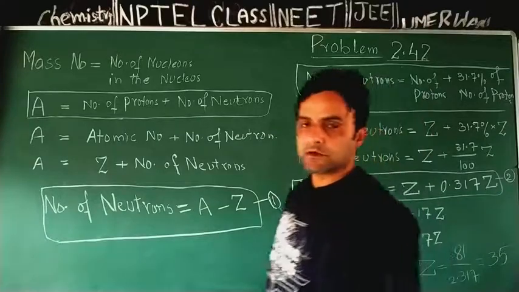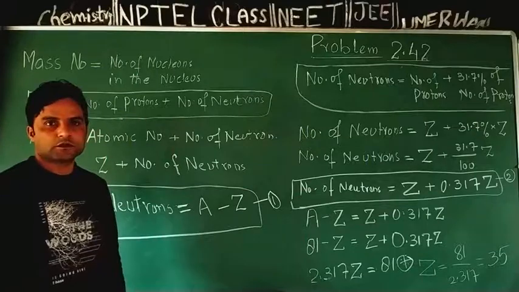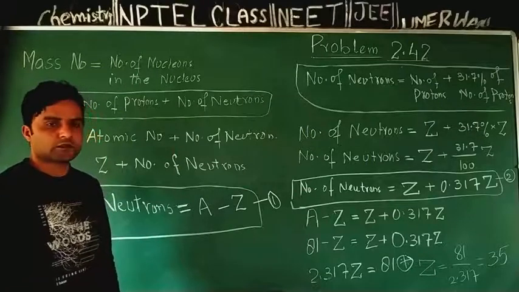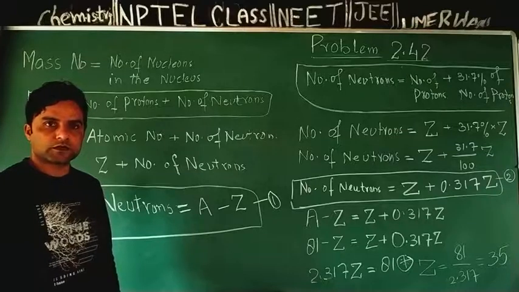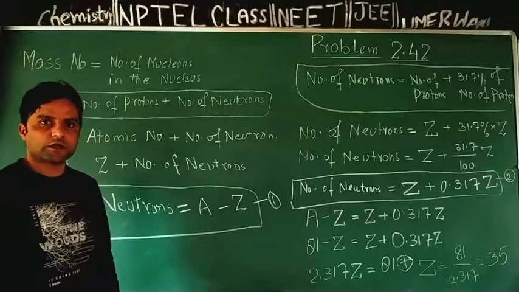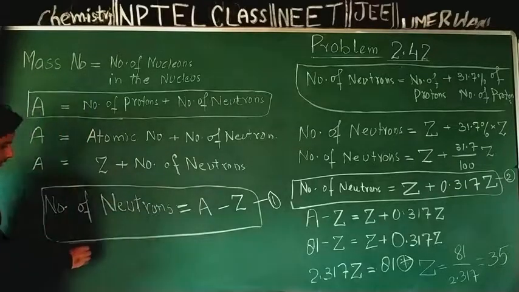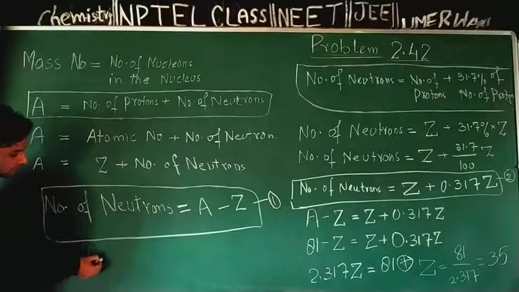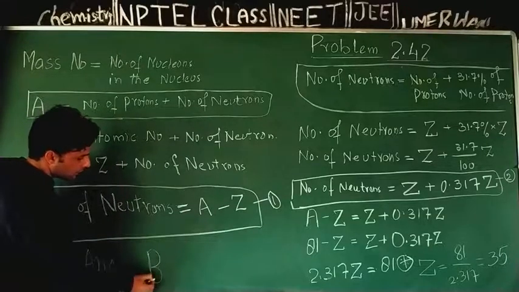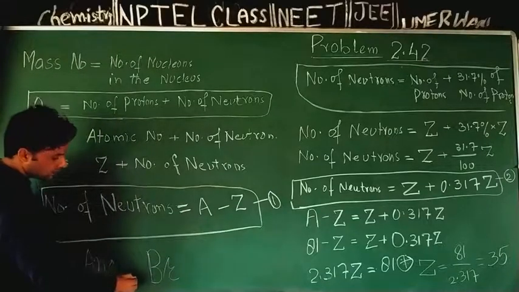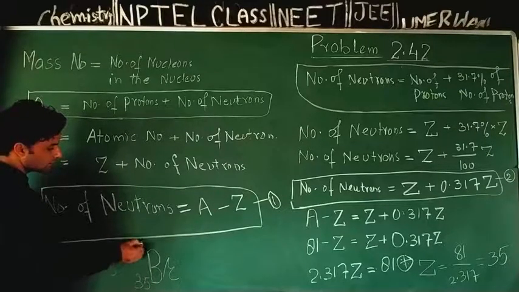So atomic number of this element is 35. I said atomic number is characteristic of an element. It is fingerprint of an element. In the periodic table, there is only one element which has atomic number 35, and that is bromine. So I may write now atomic symbol. Answer is bromine, Br, and its atomic number is 35 and its mass number is 81.